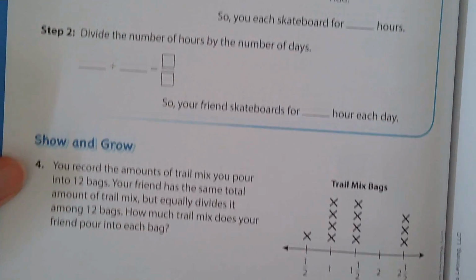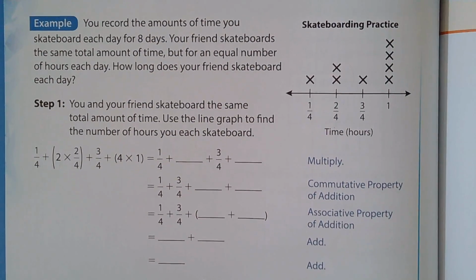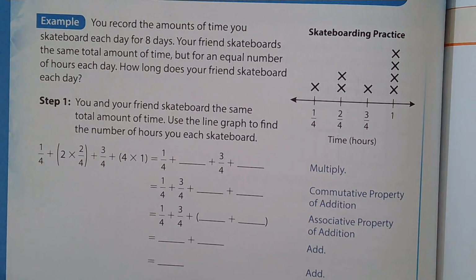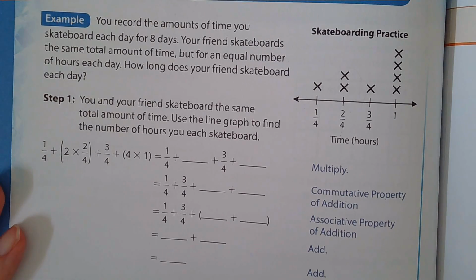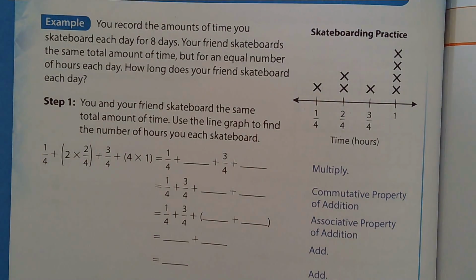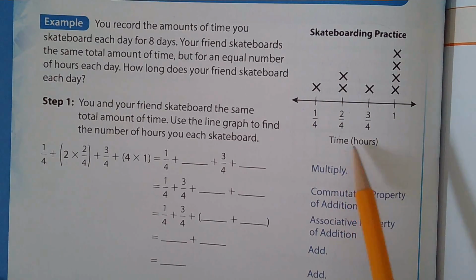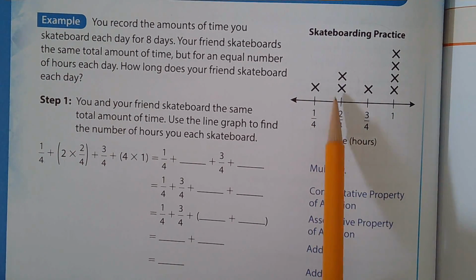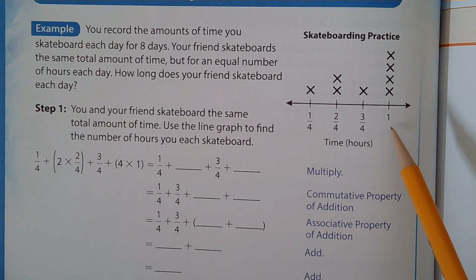All right, and I want to do this next example with you also. There we go. Okay. You record the amounts of time that you skateboard each day for 8 days. So you're going to go skateboarding 8 days and you're going to record a time each day. Your friend skateboards the same total amount of time, but for an equal number of hours each day. How long does your friend skateboard each day? All right, so here is what you're skateboarding. You did 1/4 of an hour. 2 times you did a half an hour, 1 time you did 3/4 of an hour, and this you did 4 times of a whole hour.